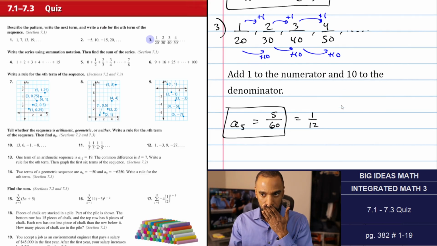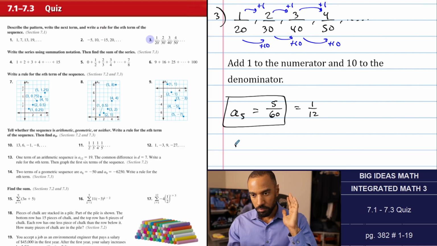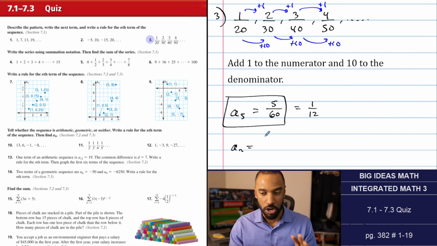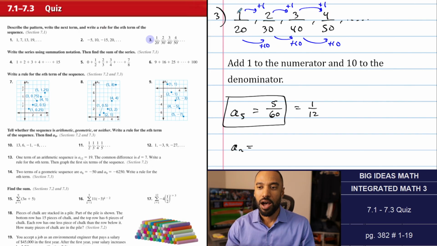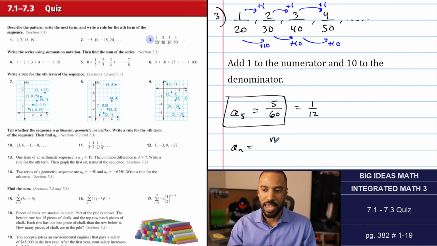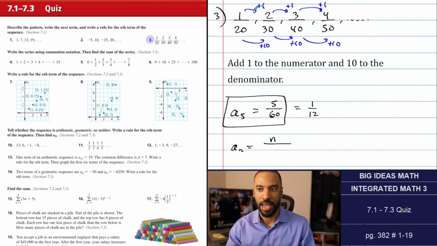Now, they want a rule. Don't think too much in terms of arithmetic and geometric, just like the last one, although the last one was both arithmetic and geometric kind of together. A sub n, the first term, has a 1 in it. The second term has a 2 in it. Third term has a 3. Fourth term has a 4. Clearly, the n is on top there. Substitute n for that, and that's what we get.